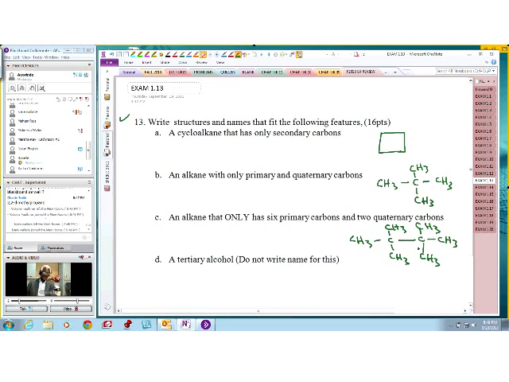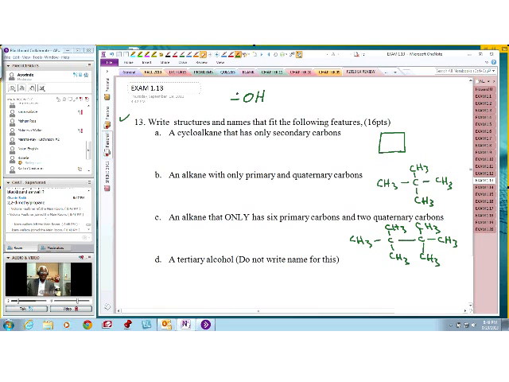Okay, that will be C, because here you have 6 primary carbons and 2 quaternary carbons. And finally, on question number 13, it says a tertiary alcohol. A tertiary alcohol means that you have a hydroxy group attached to a tertiary carbon. That is what that tells you.